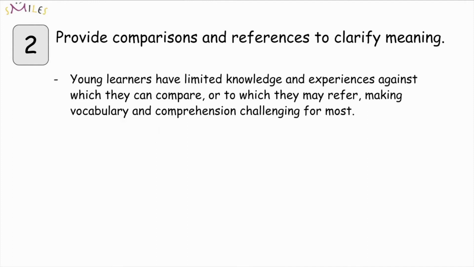Point 2. Provide comparisons and references to clarify meaning. Young learners in this age group have limited knowledge and experience, against which they can compare or to which they may refer when learning new words or trying to understand new concepts. After all, learning is a process by which we build associations, new ideas linked to older ones.